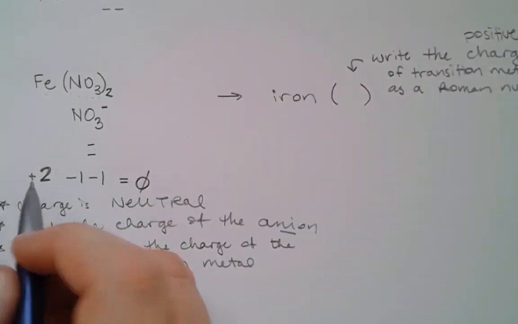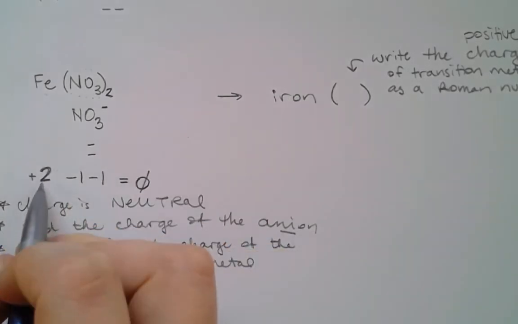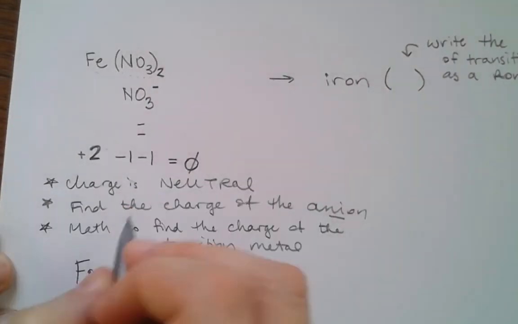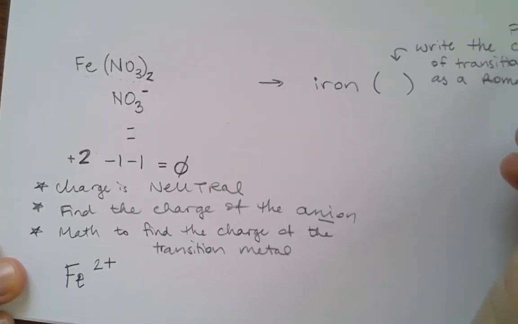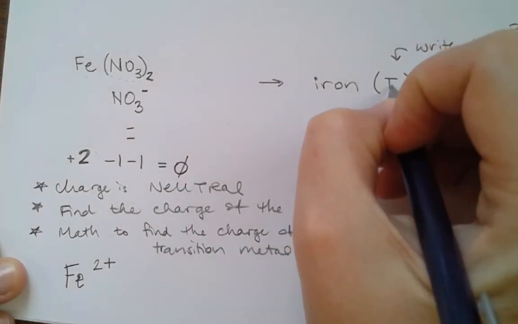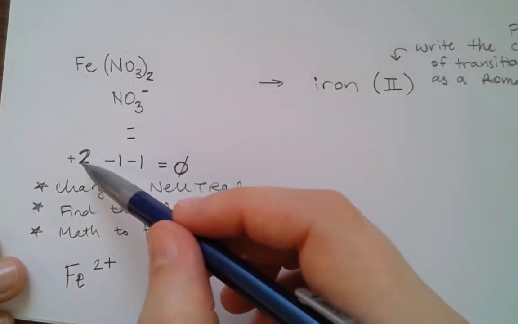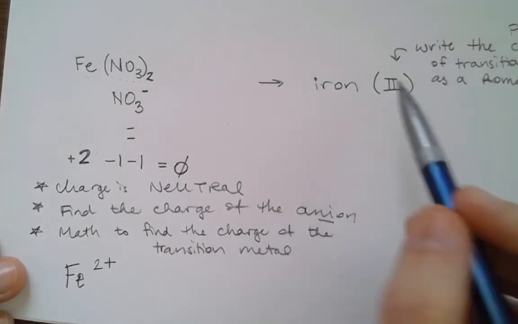We know that that's an iron +2. When we write its name, there's its charge. We write it as a Roman numeral. So we found the charge on that iron. We're going to write it as that positive charge as a Roman numeral.